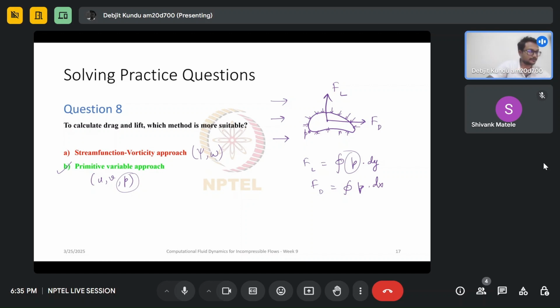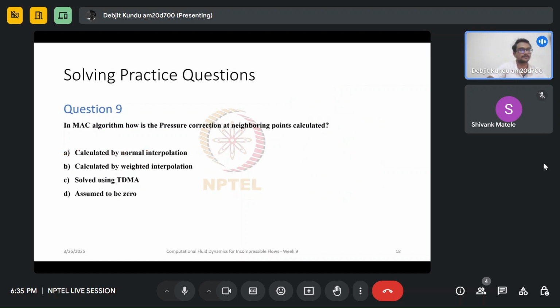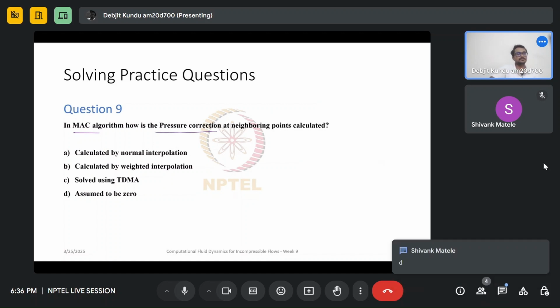All right. So moving on, we move on to question number 9, which is asking us that in MAC algorithm, how is the pressure correction at the neighboring points calculated? Is it by option A, calculated by normal interpolation? Is it option B, calculated by weighted interpolation? Is it option C, solved using TDMA, that is tridiagonal matrix algorithm? Or is it option D, assumed to be 0?